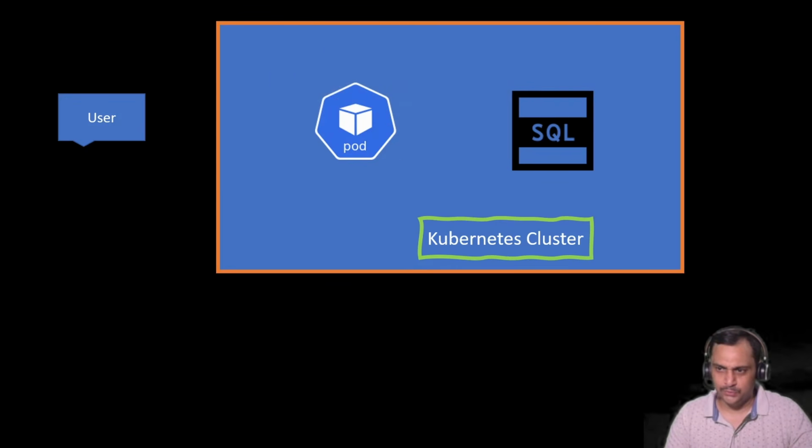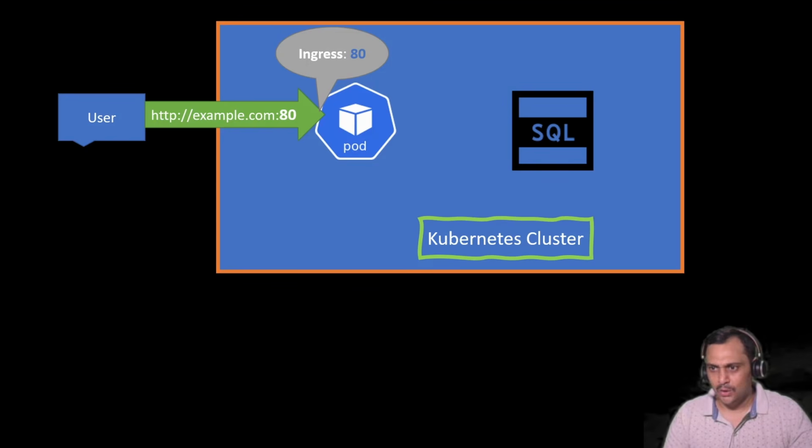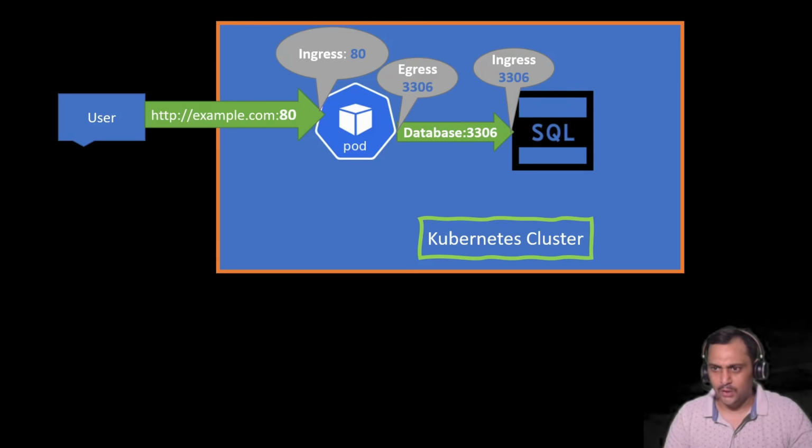Now we have one user who wants to access this Nginx pod by requesting example.com:80. We have an ingress rule which allows this request, and then this pod writes some data on the SQL pod by sending traffic on port 3306. The egress rule also allows it. The SQL pod accepts this request because of the Nginx rule. This is what we do with a firewall, right?